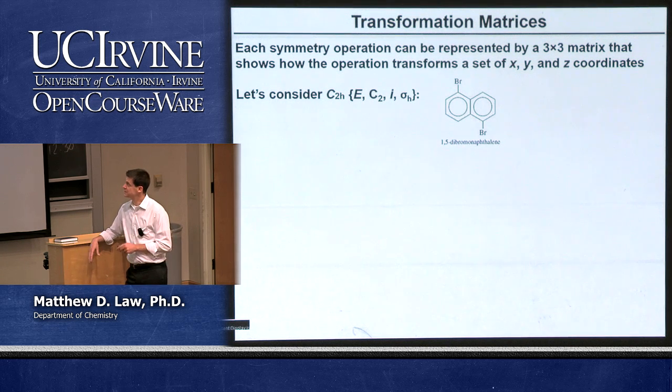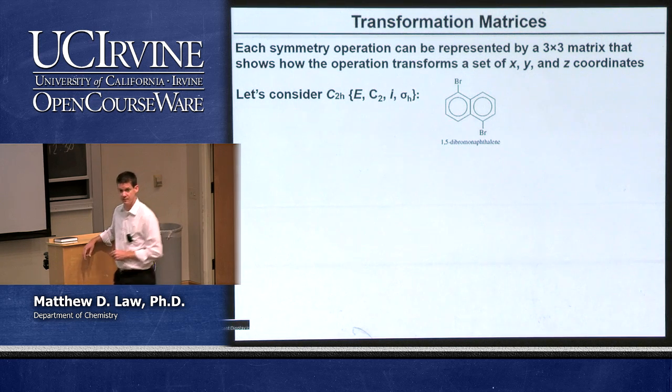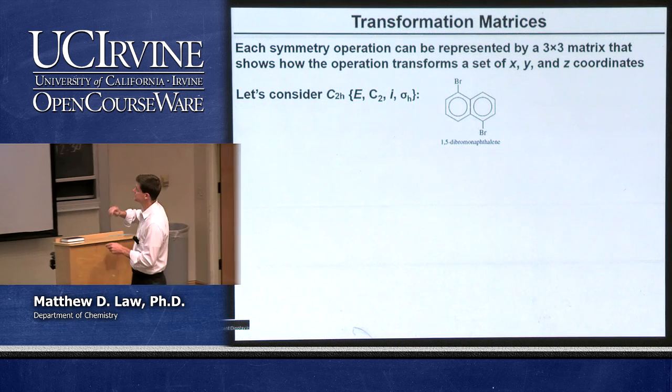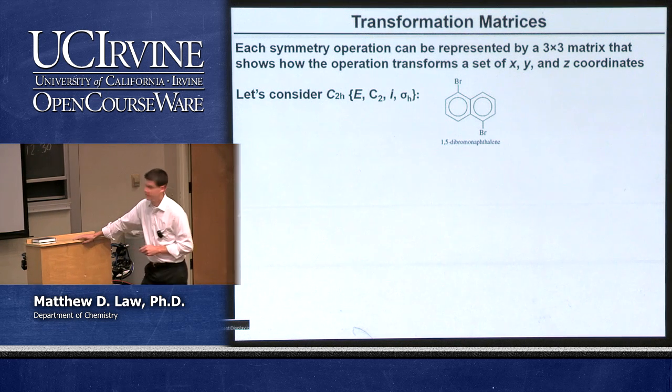To make it concrete, let's consider a specific example, C2H point group. Here's a molecular example of that. Okay, we should be able to quickly tell that this is C2H. Okay? It has a C2 axis right there at the middle point of that bond, interchanges the bromines, and it has a horizontal mirror plane, okay, because the molecule is flat.